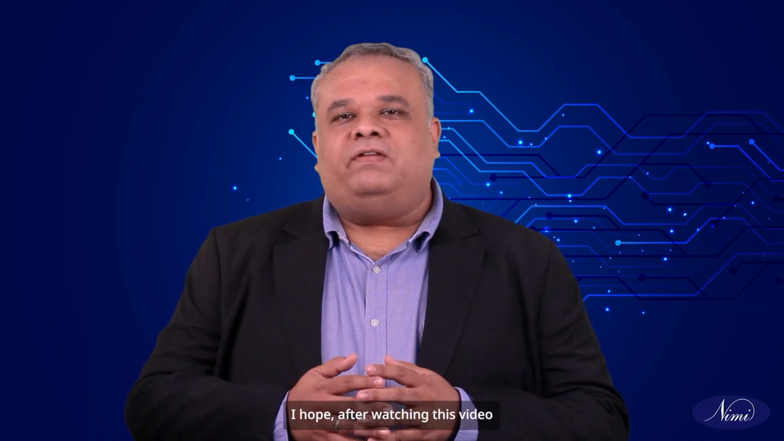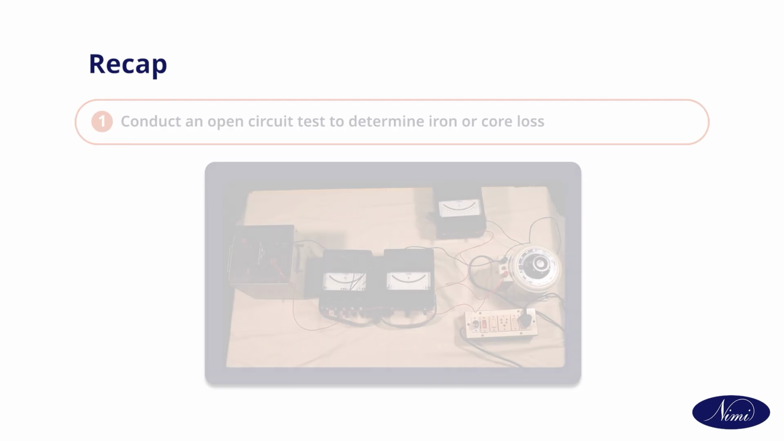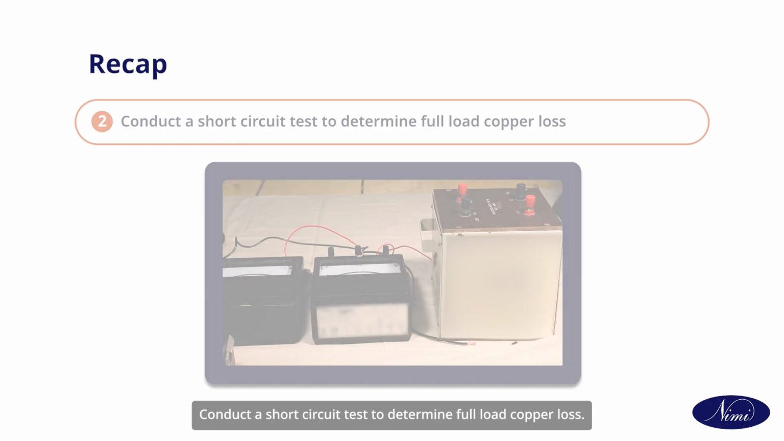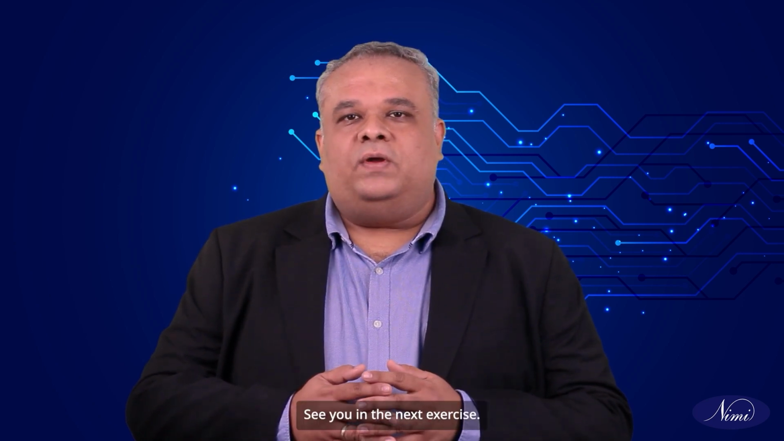I hope after watching this video, you will be able to conduct an open circuit test to determine iron or core loss, conduct a short circuit test to determine full load copper loss, and determine the efficiency of the transformer at different loads. This concludes the exercise on how to perform an open and short circuit test to determine the efficiency of a single phase transformer. Thank you. See you in the next exercise.